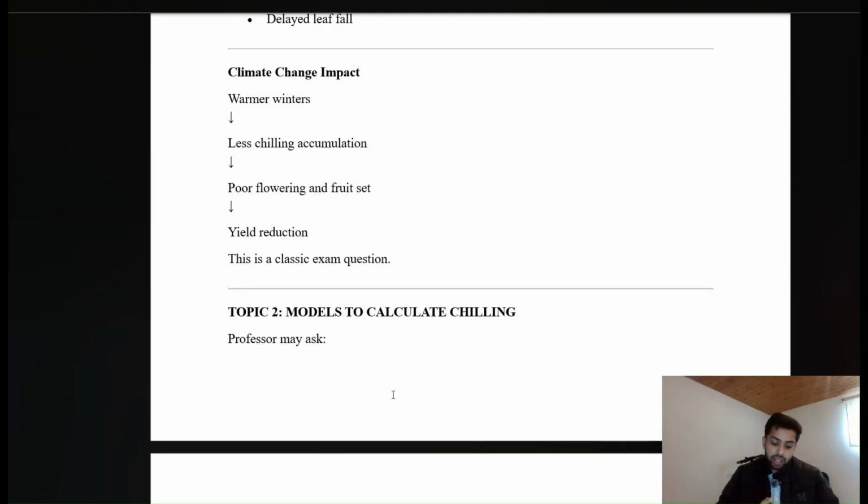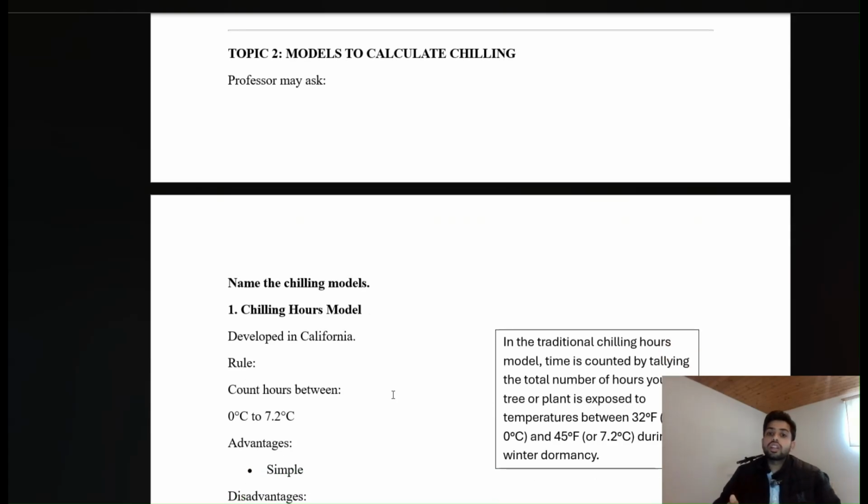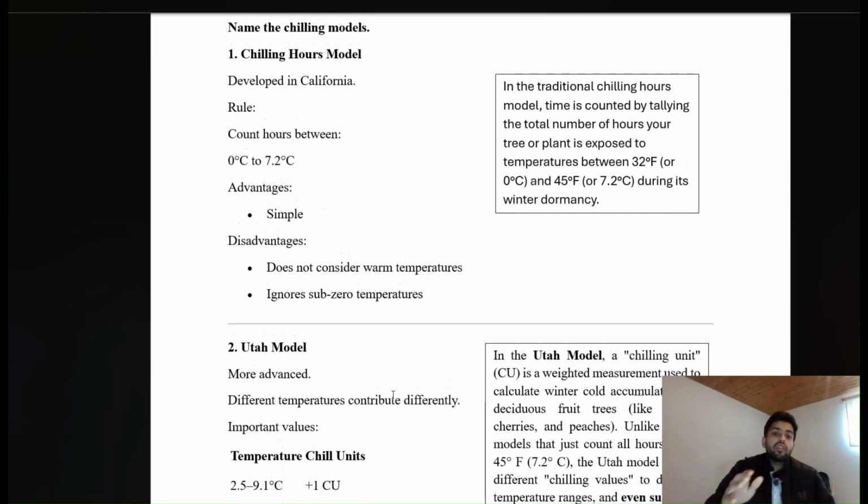Being a resilient horticulture student, being a horticulturist, you should know these factors, what can be a problem and from what factors. This is what we are studying. So our next topic will be models for calculating chilling. So what are the models? The first one is the chilling hour model.